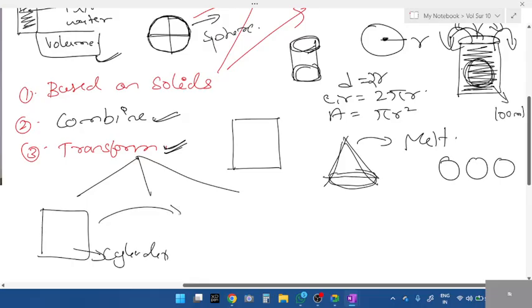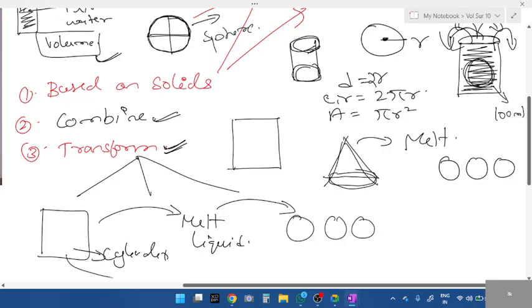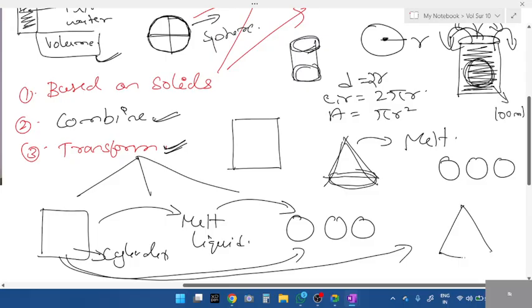If they want to recycle, they will melt it. Once they melt it, it turns into liquid. You take any solid object, you melt it, it becomes liquid. Then this liquid they convert into a sphere, different shapes like this. So from cylinder it is converted into sphere, or from cylinder they'll convert into cone. These are transformation questions.